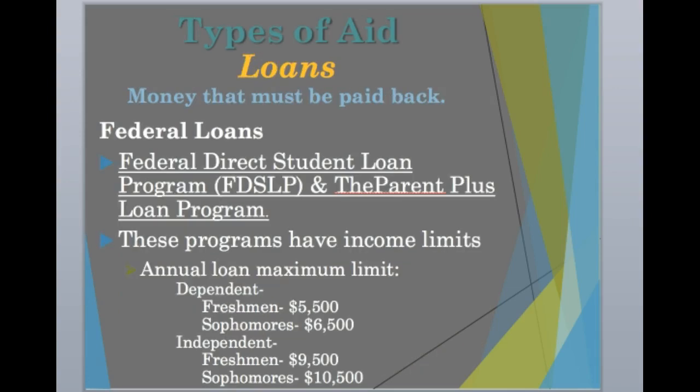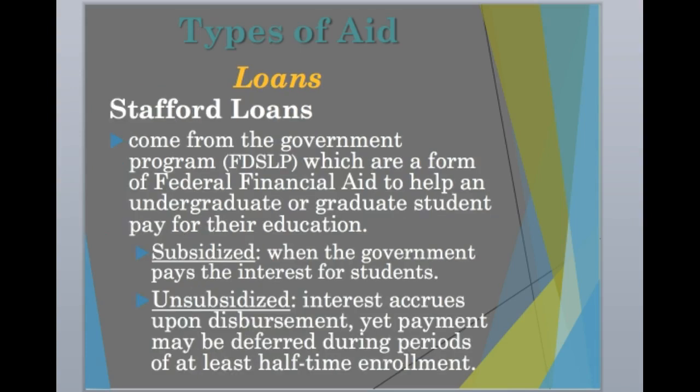Now, loans. This is money that must be paid back. There are federal loans, the Federal Direct Student Loan Program and the Parent PLUS Loan Program. These programs have income limits. The annual loan maximum limit for a dependent freshman is $5,500, sophomores are $6,500. If they are an independent student, meaning they have no family connection, they could take a loan for up to $9,500 as a freshman or $10,500 as a sophomore.